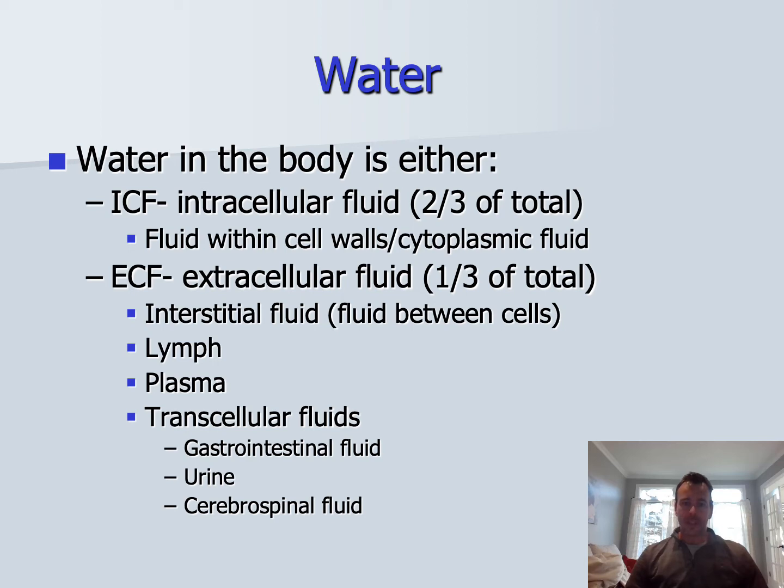Water in the body is either in the intracellular fluid, that's about 2/3 total of the water in our body. This intracellular fluid is the fluid within cell walls and the cytoplasmic fluid. And then the extracellular fluid is about the rest of the water. This is the interstitial fluid, which would be just the fluid between our cells, the fluid in the lymph system, the fluid in plasma, the fluid in transcellular fluids such as gastrointestinal fluids, urine, and cerebrospinal fluid.